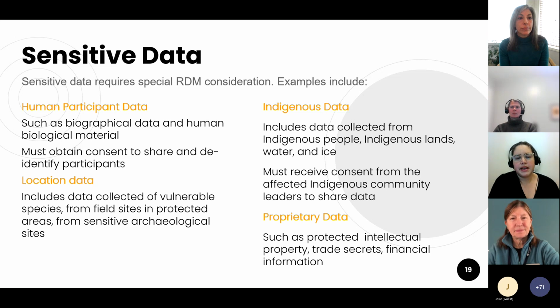It sort of goes without saying that sensitive data has those additional things to consider, and that doesn't exclude you from creating a research data management plan by any means. Just another aspect to look at. Sensitive data can include things like human participant data, location data, proprietary data, as well as Indigenous data. So human participant data can be biographical data, biological materials. Location data, looking at vulnerable species, sensitive archaeological sites. And proprietary data, so protected intellectual property, trade secrets, financial information, and things like that. And then Indigenous data. So I'll talk a little bit in greater detail about Indigenous data in the next few slides. Slide, please.